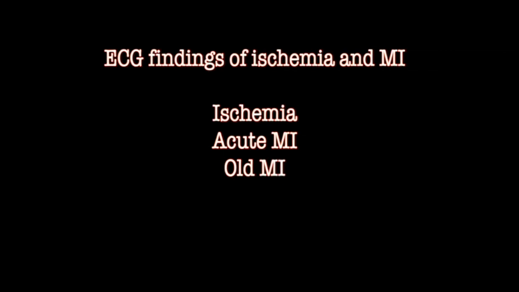When we discuss EKG findings of ischemia and MI, we divide the findings into three categories: ischemia, acute MI, and old MI. Ischemia is represented on EKG by T wave inversions or ST depressions. Acute MI is represented by ST elevations, and old MI is represented by Q waves.